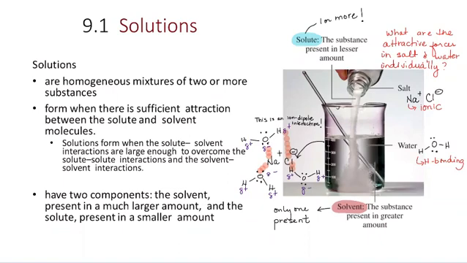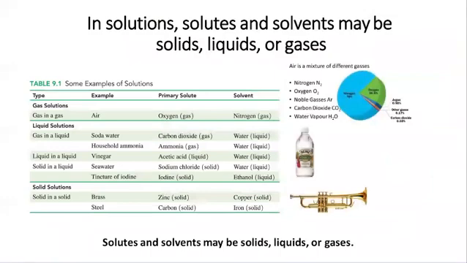Now, understand that when it comes to solutions, solutions can come in all three states of matter, okay? So solutions can have solutes and solvents that may be solids, liquids, or gases. And in table 9.1, we have some examples of solutions. Table 9.1 is just trying to illustrate specific examples. It's not a table that I'm going to suggest that you need for the exam, but you should understand conceptually that you can have solutions in all three states of matter.